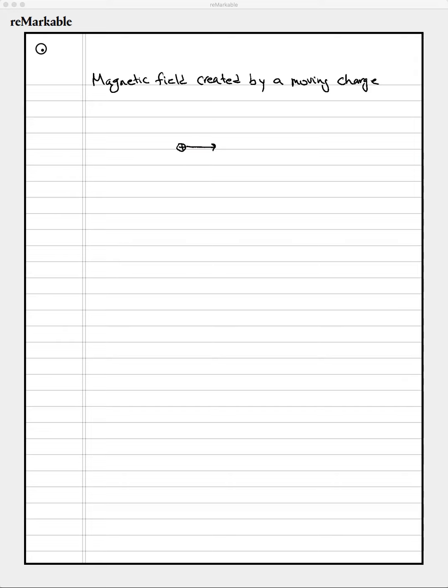So how is that magnetic field calculated? We can use an equation which describes the magnetic field B from a moving charge in terms of mu naught over 4 pi times Q, the charge, V, the velocity of the charge, divided by R squared, cross R hat.